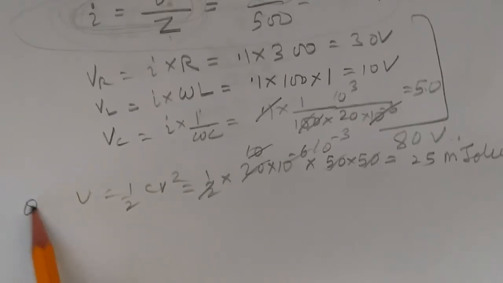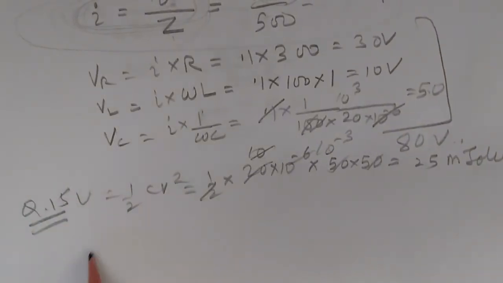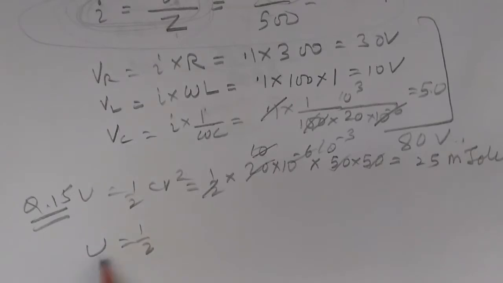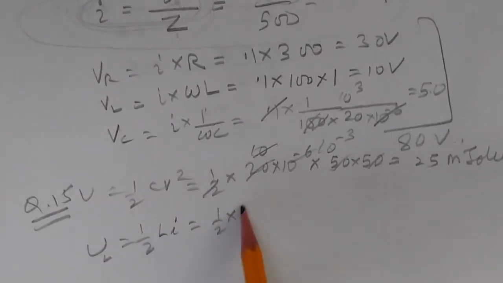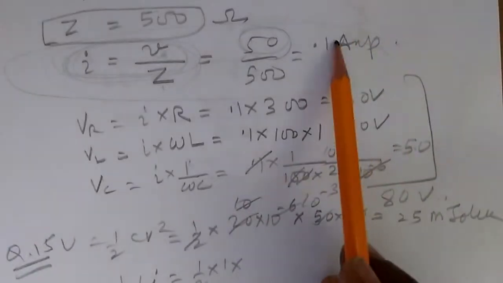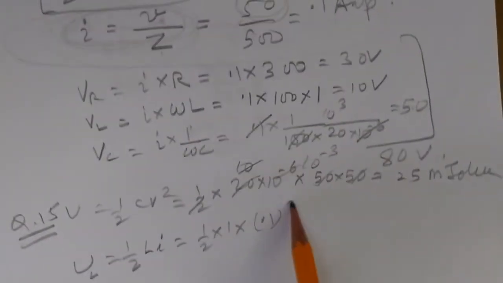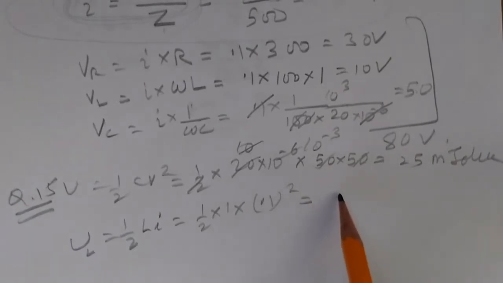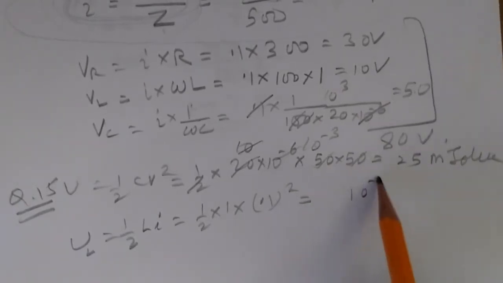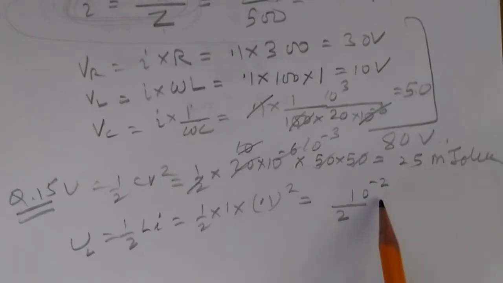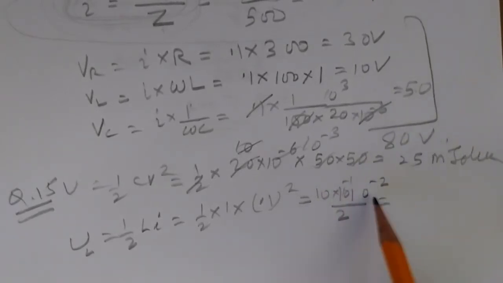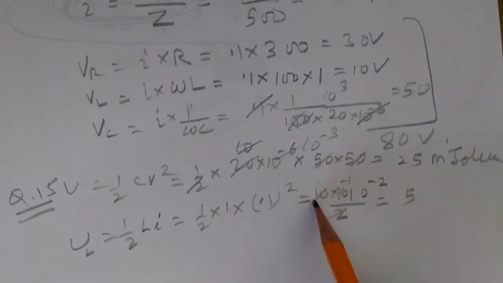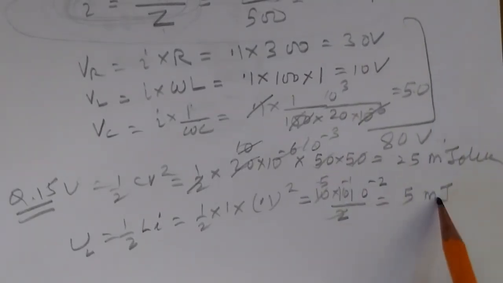So that is the answer to question number 15 for the capacitor. And the energy in the inductor, call it UL, is half L i square. Half into L, which is 1, and I is 0.1 ampere here, 0.1 whole square. You can write it as 10 to the power minus 2 by 2. So make it 10 into 10 to the power minus 1, this becomes 10 to the power minus 3, or milli. Divided by 2, this is 5 millijoule. So this is the answer to question number 15.